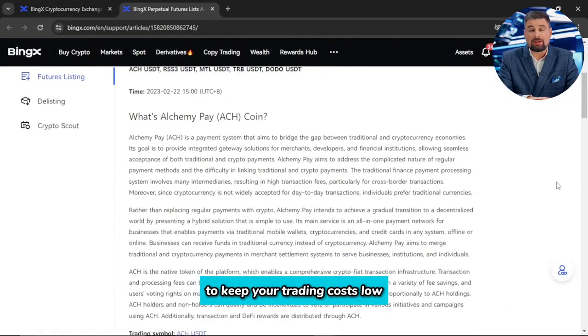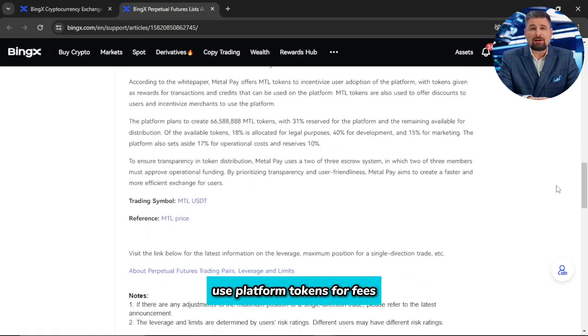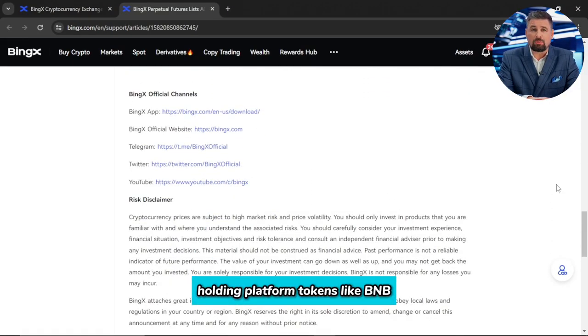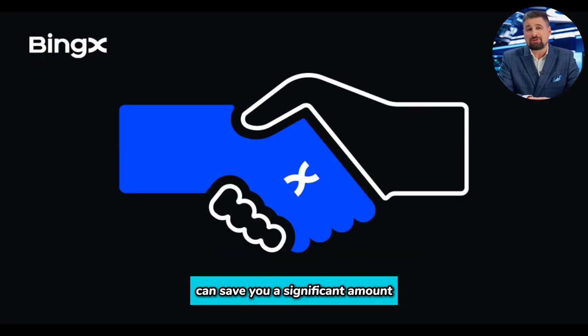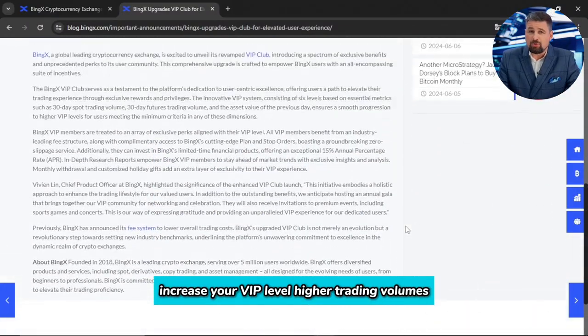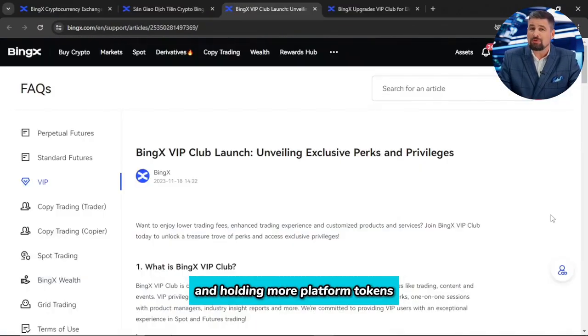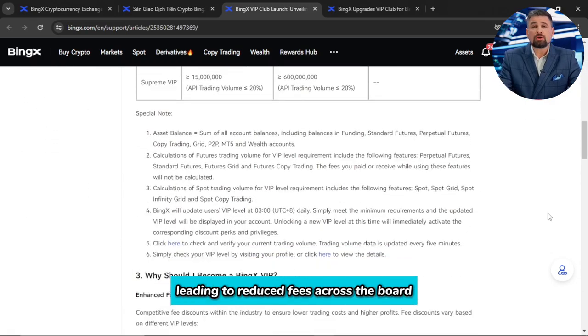To keep your trading costs low, consider these tips. Use platform tokens for fees. Holding platform tokens like BNB and using them to pay for trading fees can save you a significant amount on trading fees. Increase your VIP level. Higher trading volumes and holding more platform tokens can elevate your VIP status, leading to reduced fees across the board.